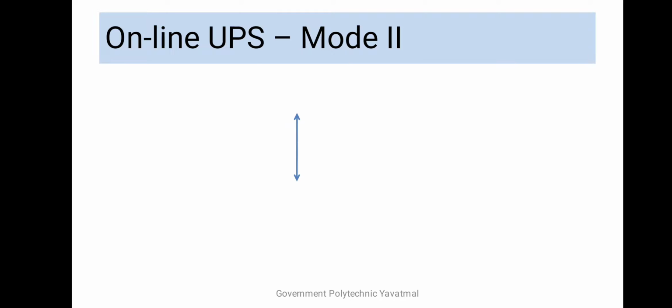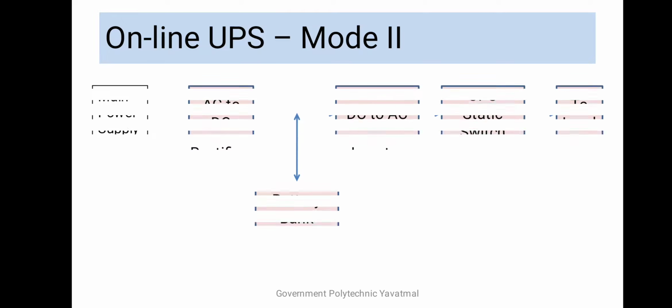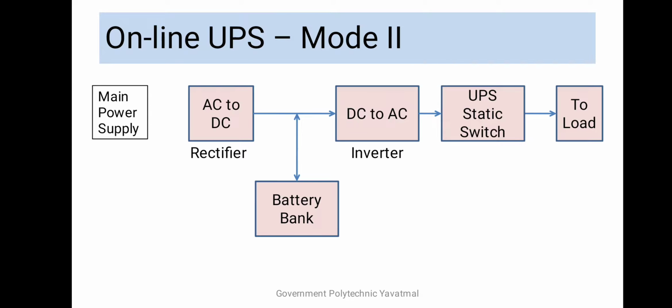In mode 2, if supply fails suddenly, the rectifier output will be 0 and hence the supply will be taken from the batteries without any interruption and delay. There will not be any change in the inverter as well as the load. After restoration of line supply, mode 2 will convert back to mode 1.